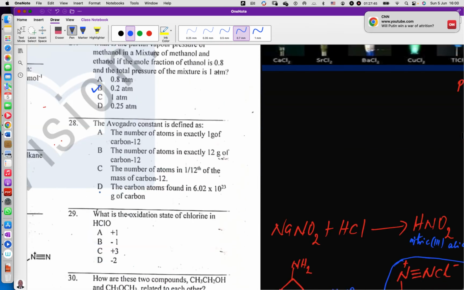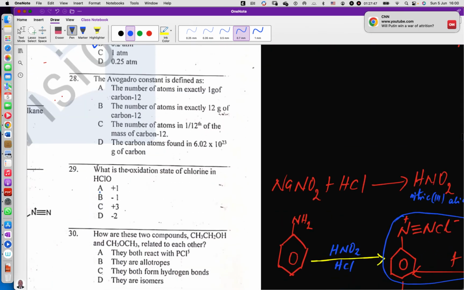Okay, question number 28. The Avogadro constant is defined as the number of atoms in exactly 1 gram of carbon-12. No. What is the Avogadro constant? Remember that the Avogadro constant is the number.